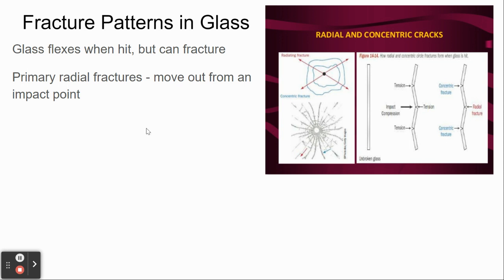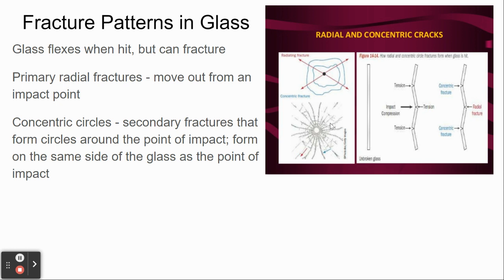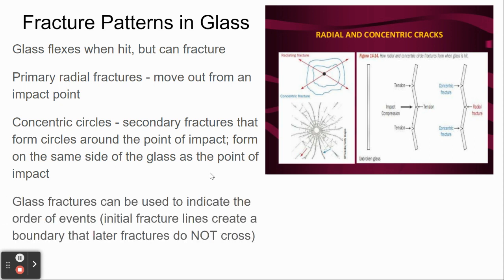Subsequent to that, what you will then get are a series of concentric fractures, the fractures that then move around that particular object passing through that window. And they're going to form on the same side as the force of that object. Okay, so they form on the same side, whereas your radial fractures are going to occur on the backside. The radiating fractures form on the backside of that particular piece of glass. Okay, so concentric on the same side, radiating fractures are going to be on the backside.